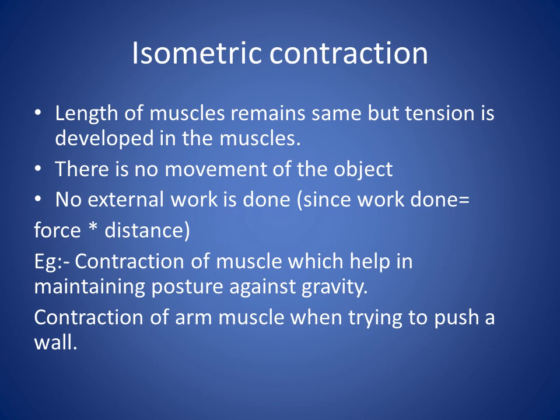Now coming to the examples of the isometric contraction, that will be the contraction of muscles which help in maintaining posture against the gravity, and the contraction of the arm muscle. You can see when we try to push a wall, there is tension developed in the muscle, but there will be no change in length of the muscle.